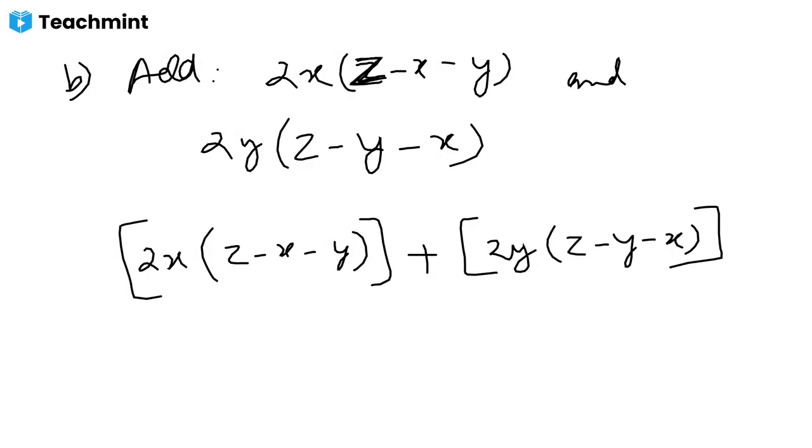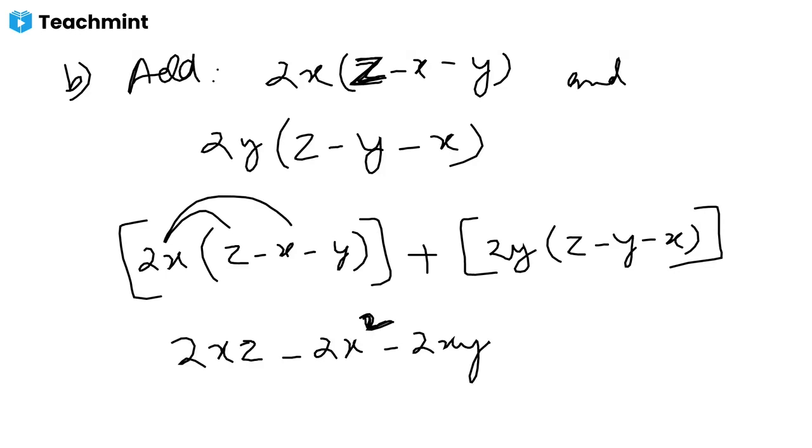Now this has to be multiplied. So 2x into Z, that's going to be 2xz. Okay. Now this minus 2x into x square, 2x square. Next 2x into y, minus 2xy. Okay. Now here also directly remove the bracket because there is no outside, it is plus sign. The bracket can be directly removed here. Same way here also, 2y into z, 2yz, minus 2y square, 2y into x, 2xy.